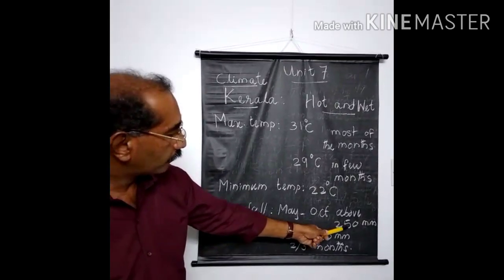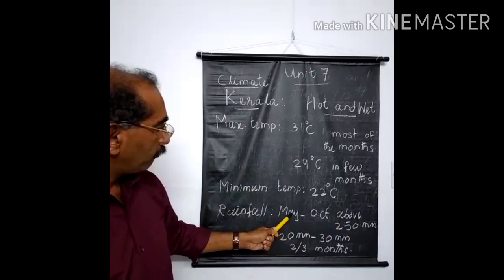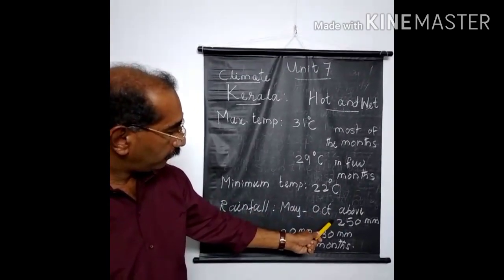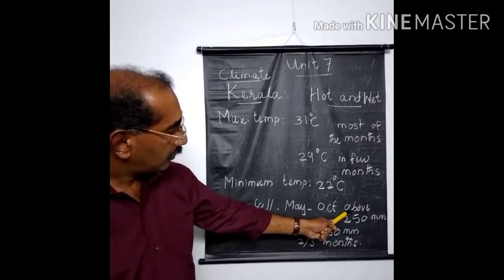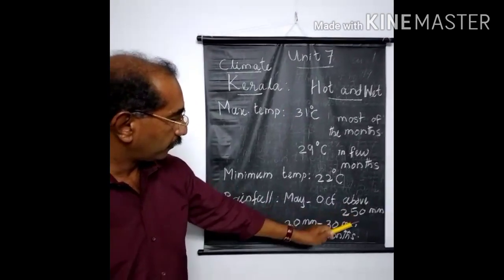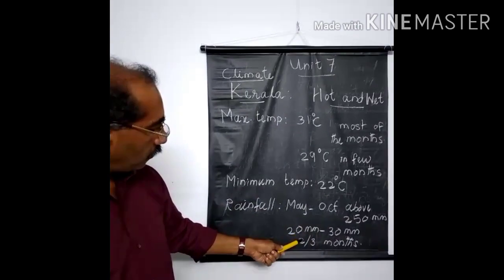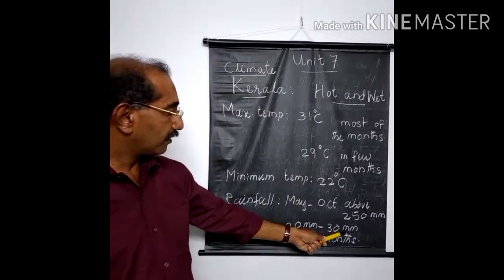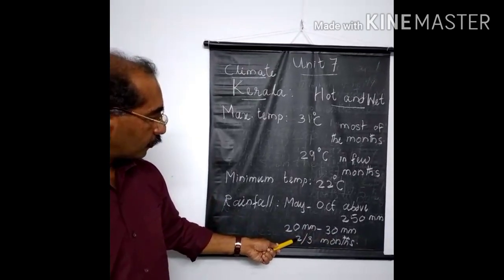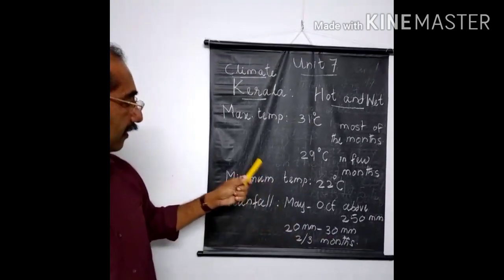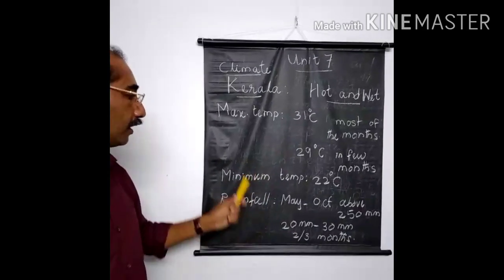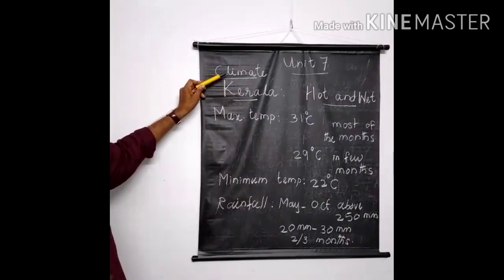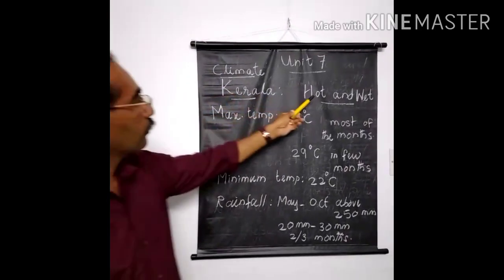Here this is average rainfall. May to October it may be 250, or less than 250, and sometimes above; most of the months it is about 250. And we get less rainfall only in 2-3 months, 20 millimeter to 30 millimeter rainfall. That means Kerala gets plenty of rain. At the same time, temperature is high. That means the climate that prevails in Kerala is hot and wet.